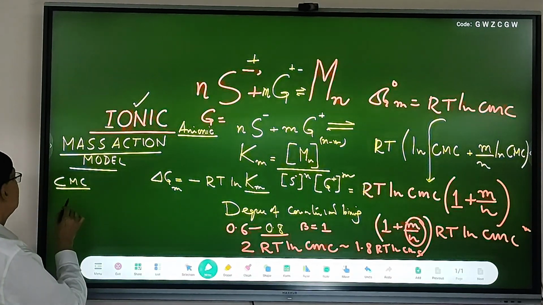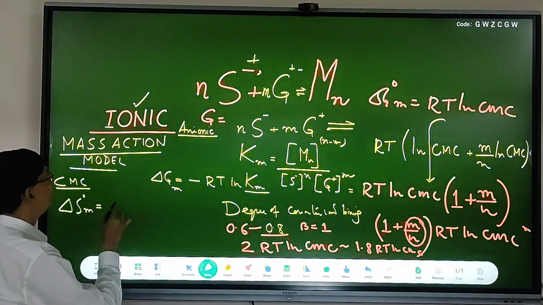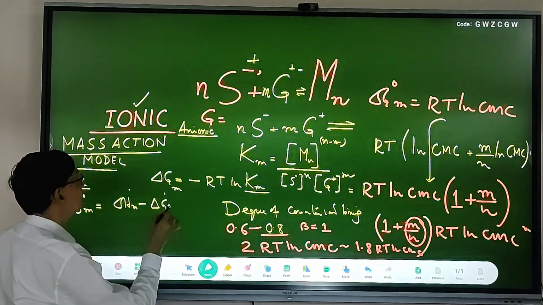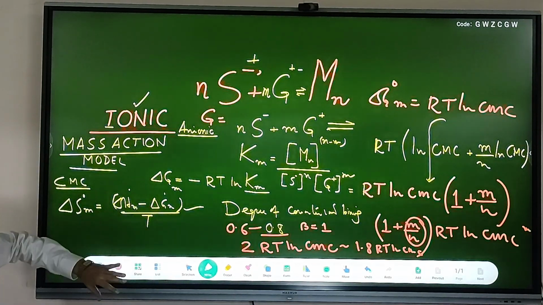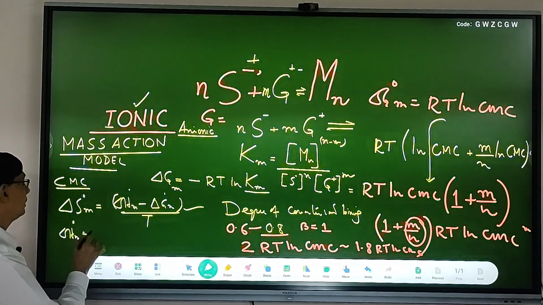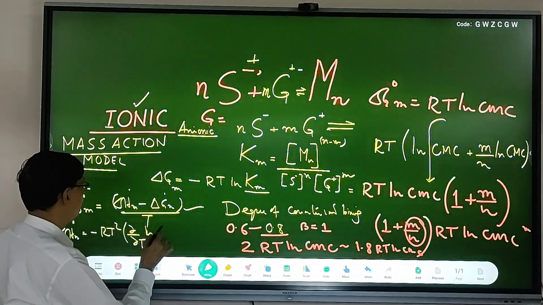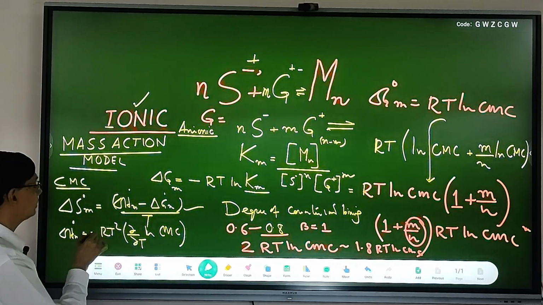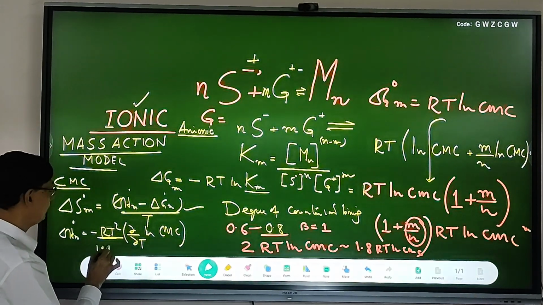And fortunately there is no change in the delta S value, because it is like delta H m minus delta G standard m divided by T. So for non-ionic and ionic this is the same, but for delta H what we have is minus RT squared d ln CMC by dT. For that, here also in place of RT squared, again we can write 1 plus beta.